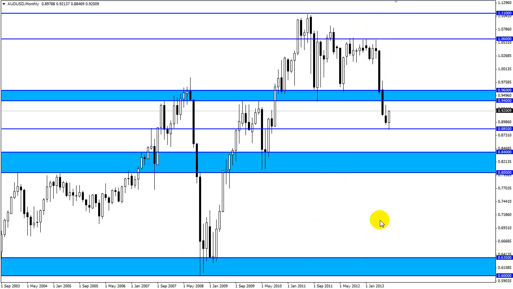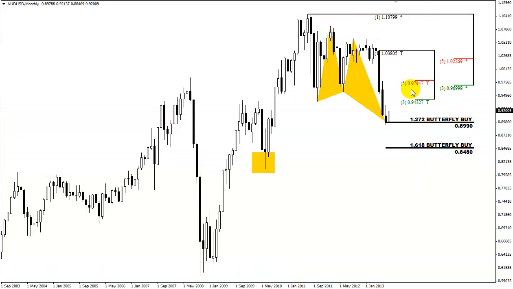Also, we can see that this bounce may be stopped by this classical technical analysis support and resistance, which is the zone between the 0.94 and the 0.96. So this will be a nice area for the movement to stop because of this classical resistance and due to these zones of Fibonacci resistance also.